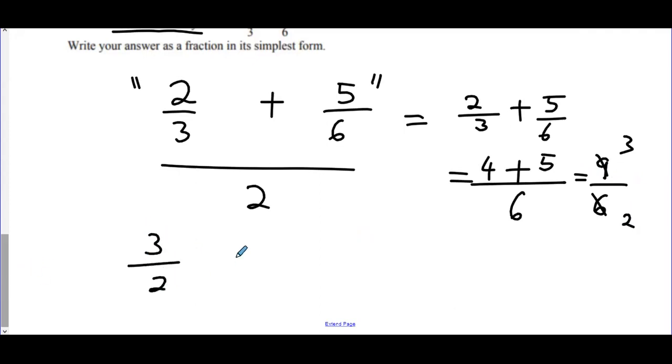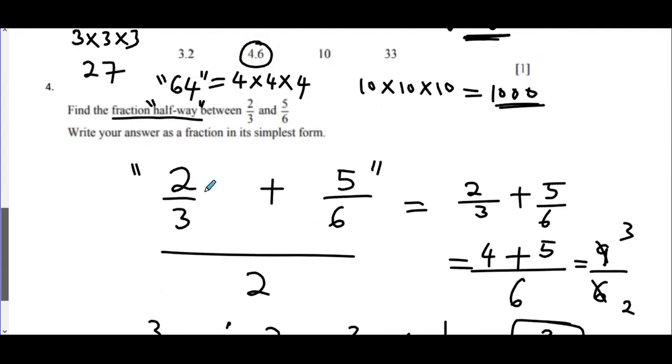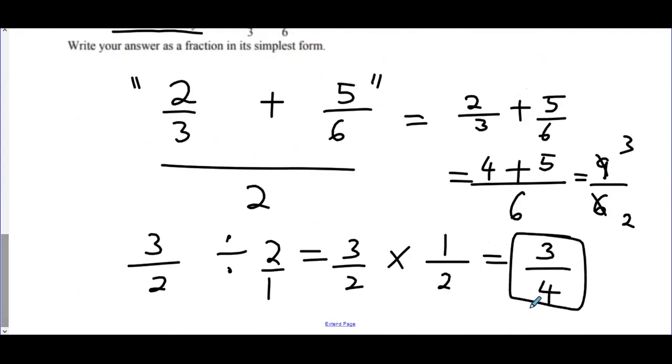Now, 3 over 2 should be divided by 2. That is what we discussed earlier. So this is a fraction, and this is a whole number. So keep it over 1 and do the reciprocal. This will be 3 over 2 times 1 goes up, 2 goes down, and then you multiply 3 times 1 is 3, 2 times 2 is 4. So the fraction which is halfway between 2 over 3 and 5 over 6 is 3 over 4.